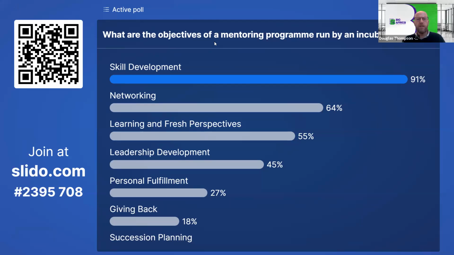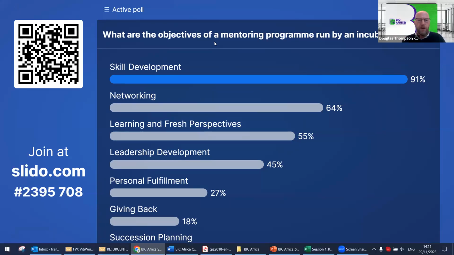Skill development, networking, learning, leadership, and then personal fulfillment and giving back. I think very much in the case of the mentors, that's very important indeed. Maybe we'll go into that in the next couple of slides or so. Excellent, I think we're all done with that. Very interesting examples indeed. I should mention that when we provide the slides from today's sessions, we'll make sure we update them to include the results of these polls and questions.